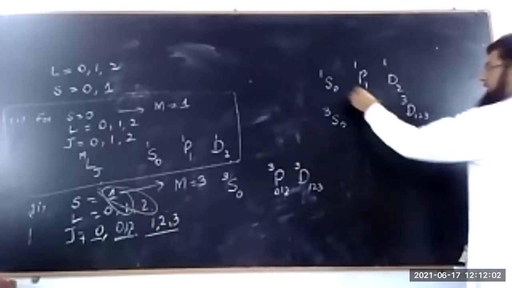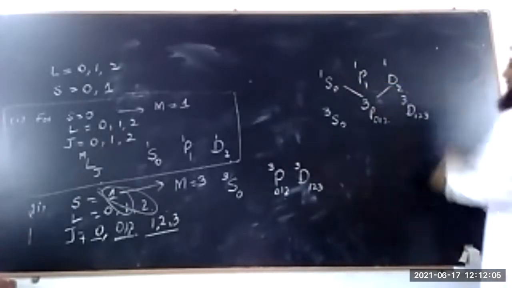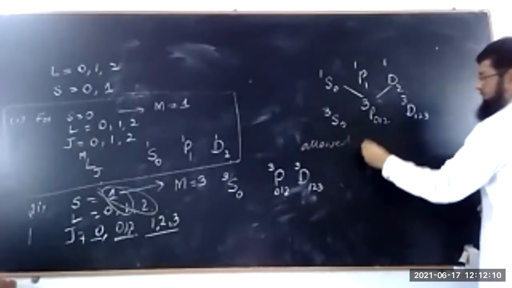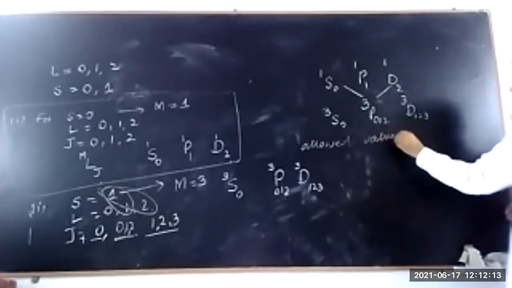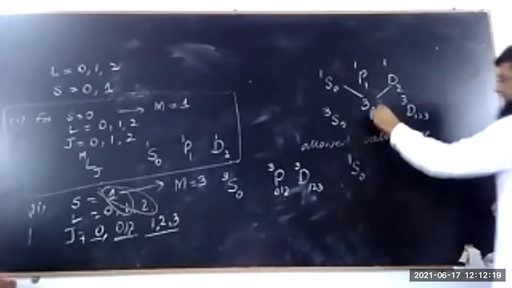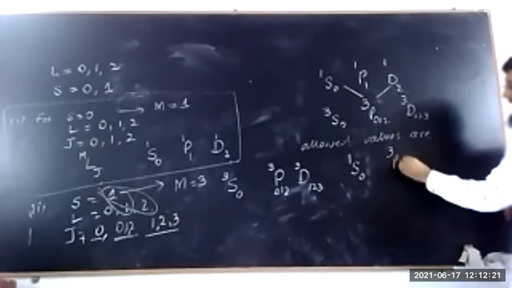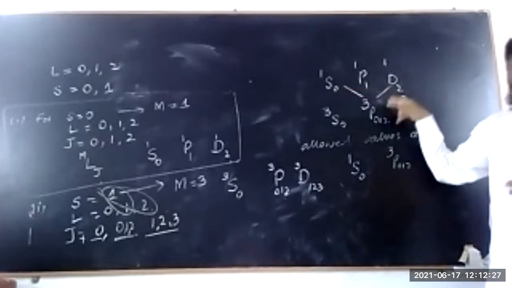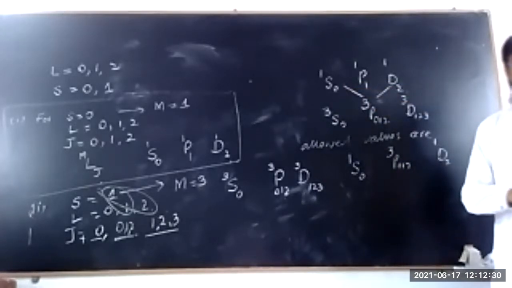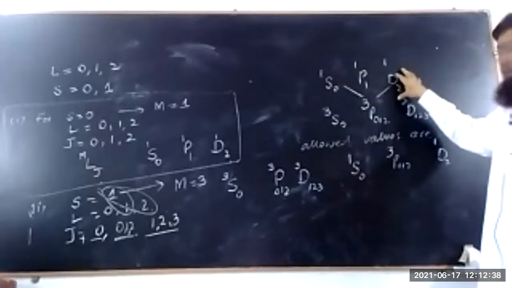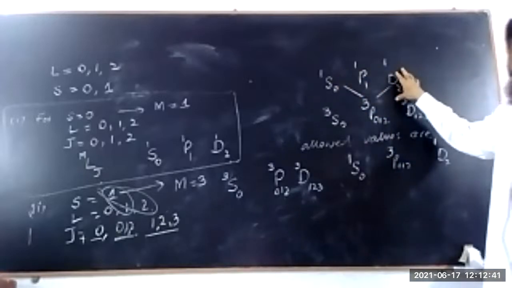Here, according to the Pauli exclusion principle, we have only certain allowed values: 1S0, 3P012 and 1D2. These are the allowed values because these are the possible ones. The condition is that the total wave function must be anti-symmetric. So these follow the relation that the total wave function is anti-symmetric.